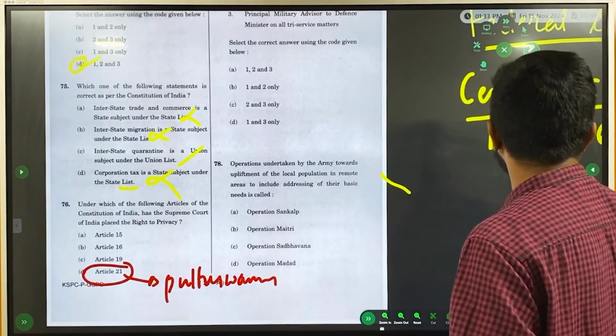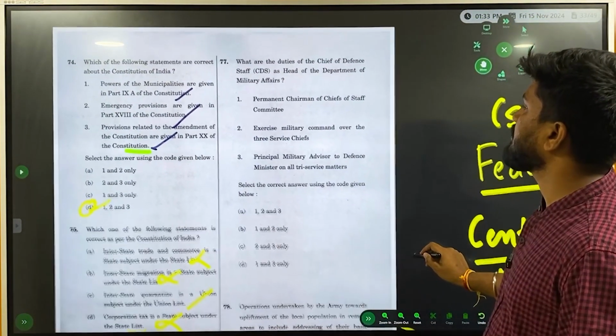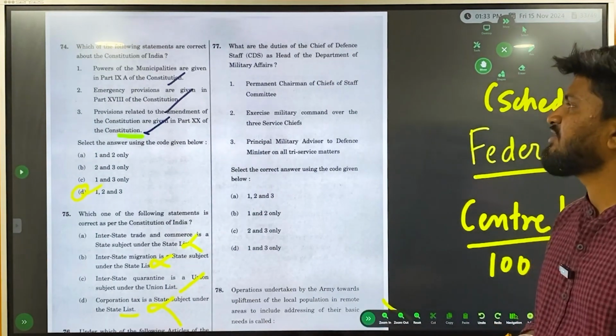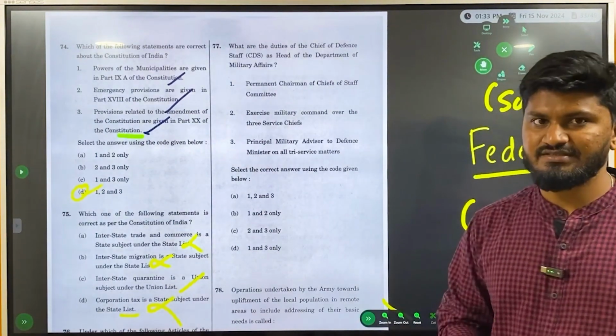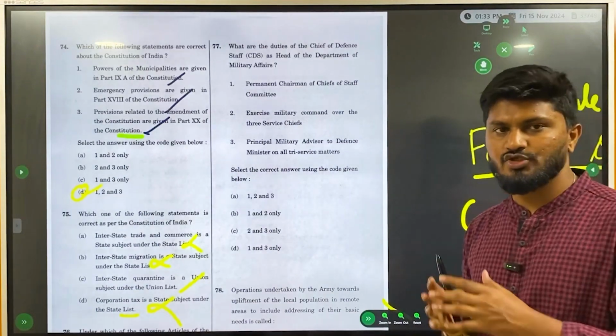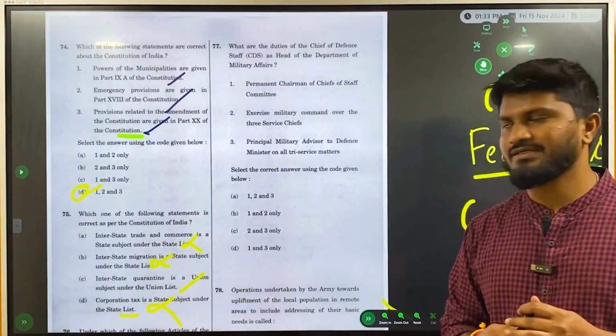And then after this, an important question here is: what are the duties of the Chief of Defence Staff as head of the Department of Military Affairs? CDS has been in the news in the last 2-3 years, so you should know about him. This is also purely factual, but you can use your common sense here also.